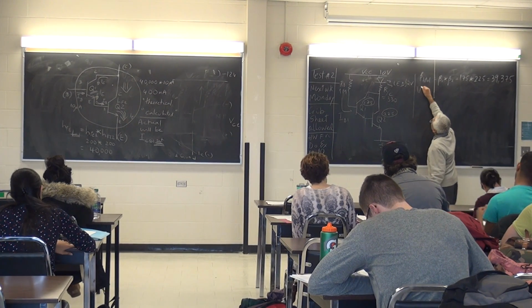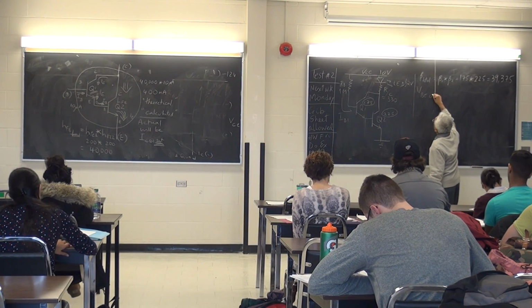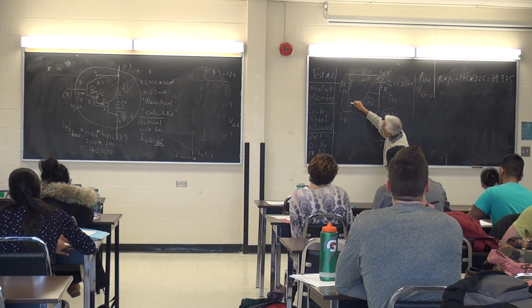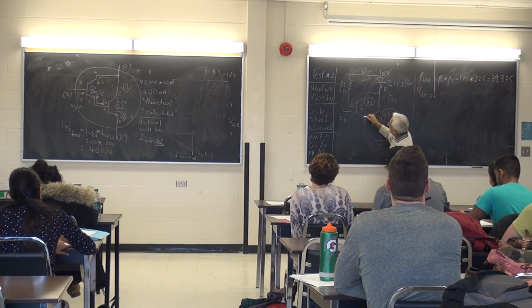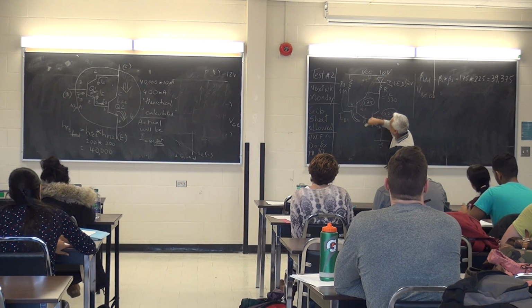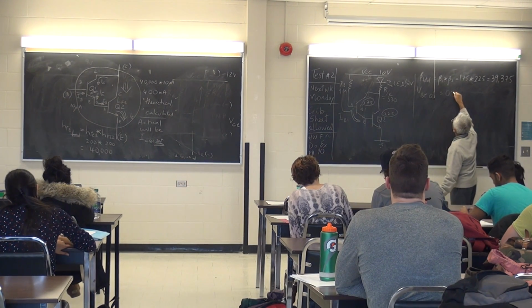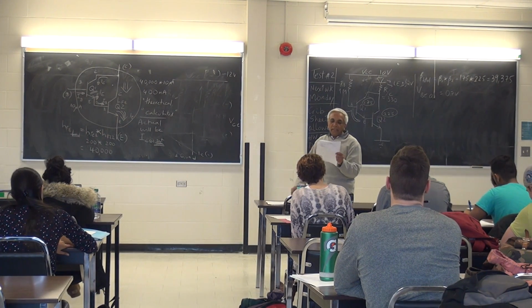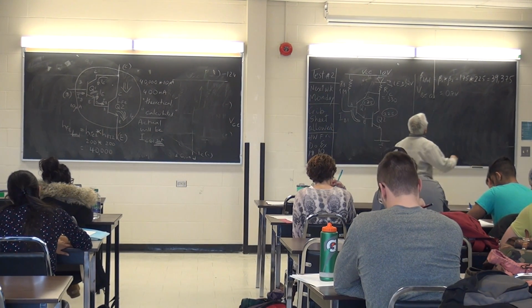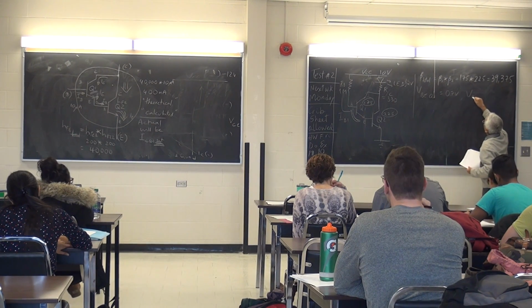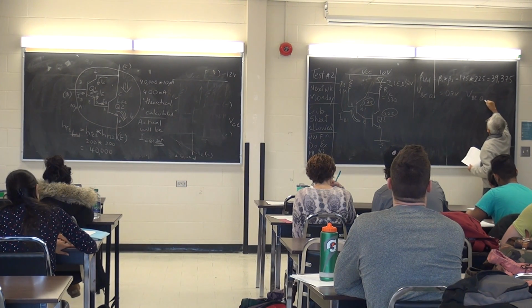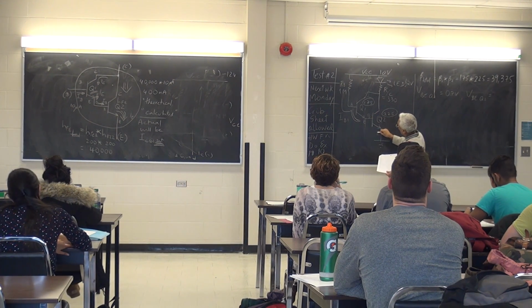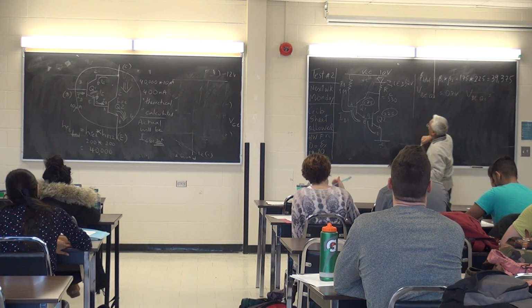VBE at Q1, right here. Base emitter PN junction. How much? 0.7. VBE at Q2. Base here, emitter here. How much? 0.7.